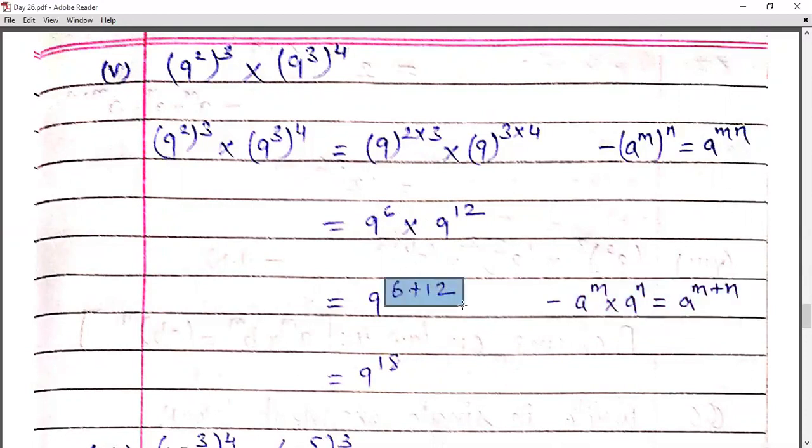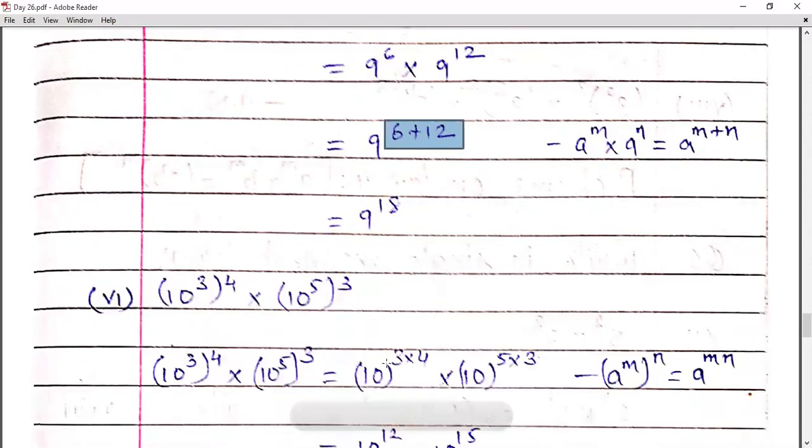So 6 plus 12 will give you 18. Your answer will become base as it is रहेगा, base में कोई change नहीं आएगा, सिर्फ powers add होंगे. So your answer will be 9 raised to 18.